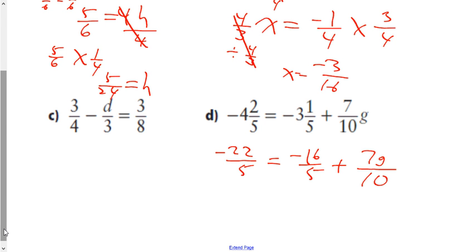What am I going to multiply both sides by here? The denominators in the entire equation are 5, 5, and 10. And the first multiple they share is 10. So I'm going to multiply this side by 10 and multiply this side by 10.